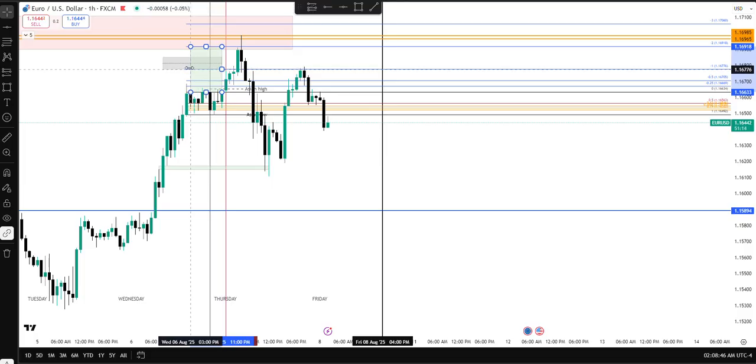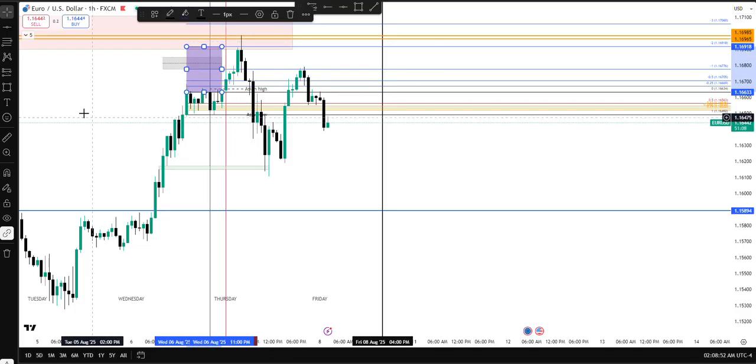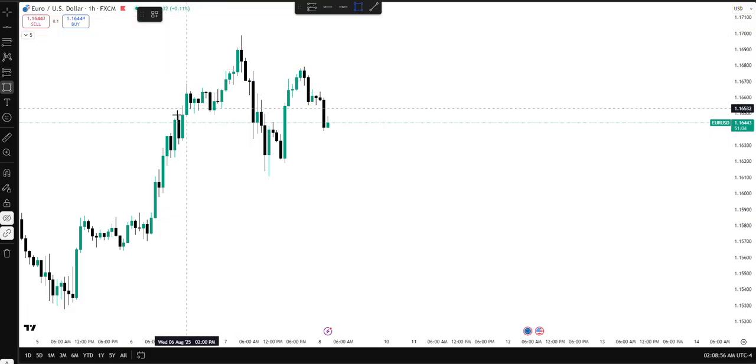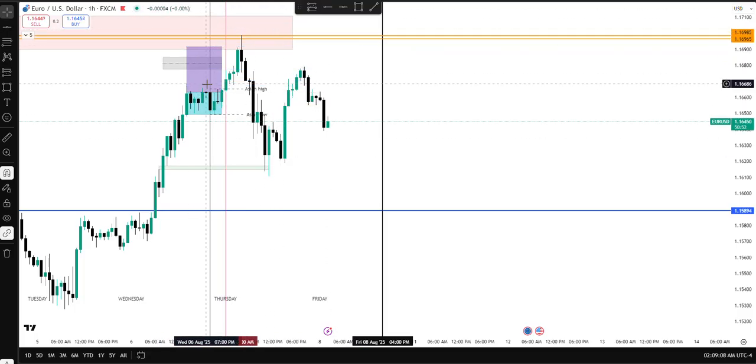Right here, and then I'll put that as parabol, and then from here to here, put that as blue. So I could take this fib off. So we're looking for anywhere between 1 and 2 standard deviation.